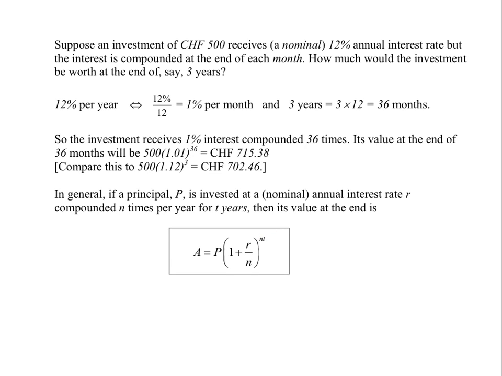If it asked us to compound, instead of at the end of each month, at the end of each day, we'd have to divide the interest rate by 365, because there are 365 days in a year, and then do the number of years times 365 up here.